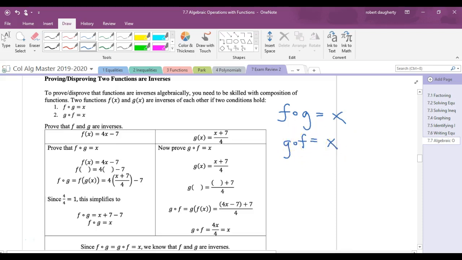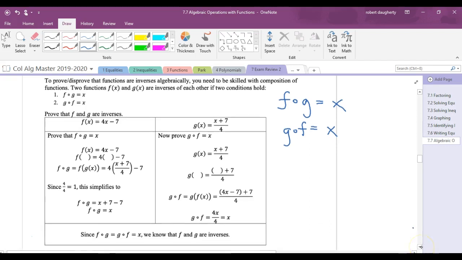Okay, so f is a function that takes x and does something with it. Well, g is the function that takes that and really undoes it and gets you right back where you started. So if they're inverses, you have to prove both of these compositions give you x. So in this case, let's just do one of these and we'll do some example. So if I needed to prove that f composition g is equal to x, that's what I have to show.